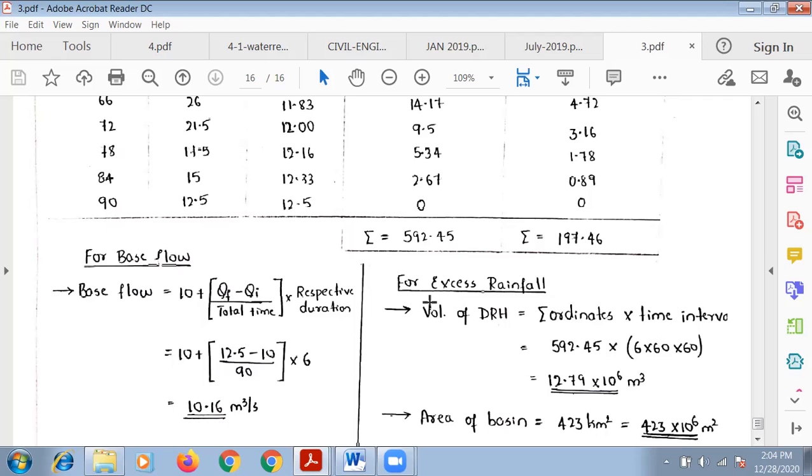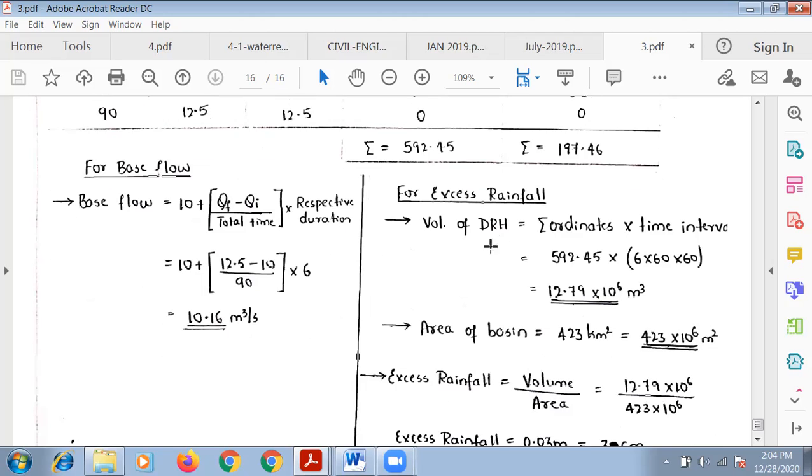So 6 hours should be converted into minutes and then into seconds. So that's why it is 6 into 60. So from hours it gets converted to minutes. Then 60 into 60, from minutes to seconds. So it is 6 into 60 into 60. Okay, so this is the volume of the direct runoff hydrograph.